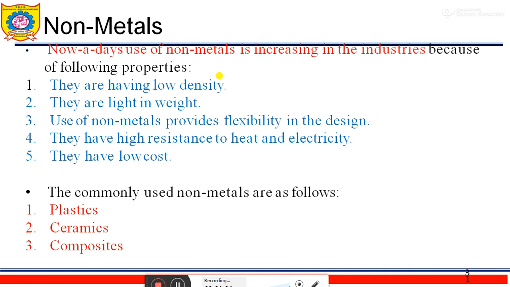Now in this video we will see the non-metals. We started with this in the last video. We will continue with the main content of today's lecture, non-metals. Nowadays the use of non-metals is increasing in industry because of the following properties. They have low density and are light in weight. Use of non-metals provides flexibility in design. They have high resistance to heat and electricity. They have low cost. The biggest thing is they are low cost, low density, light in weight. These are the main properties of non-metals. Commonly used non-metals are plastics, ceramics, and composites.